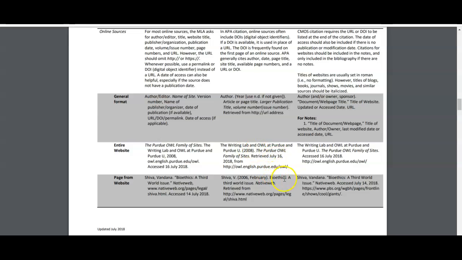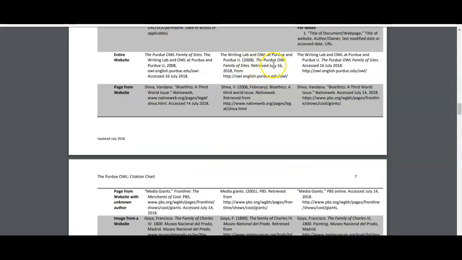The title of the web page would be like this. Notice it's not italicized. If you use the whole website, you do italicize the website name because that's the whole. Just like with the journal and the journal article, if you use the whole journal or you cite the journal title, that is italicized. If you use a piece of the resource but not the whole resource, you do not italicize that. And then you will do retrieved, the date, and then from with the URL.